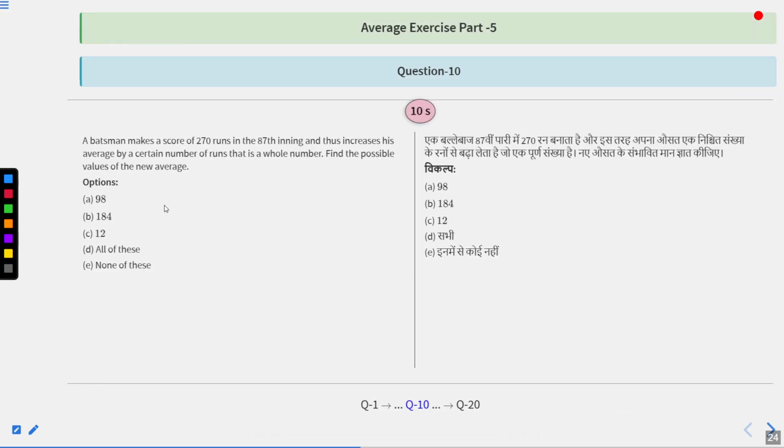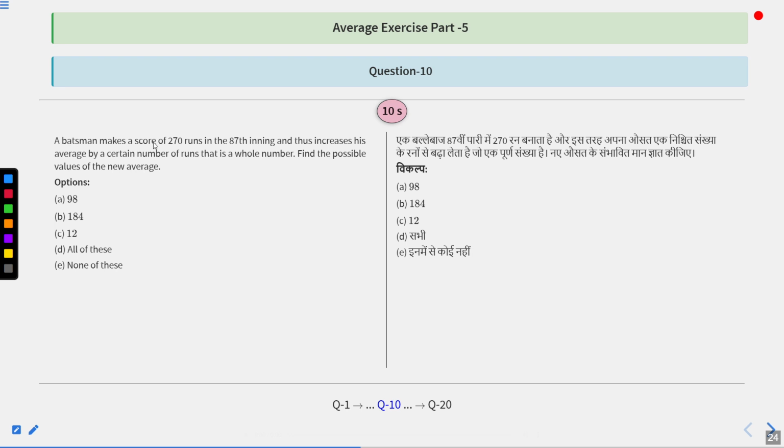Next one. A batsman makes a score of 270 runs in the 87th inning and thus increases his average by a certain number of runs, that is a whole number. Find the possible value of the new average. You have 5 options and 10 seconds to analyze the question. Your time starts now.